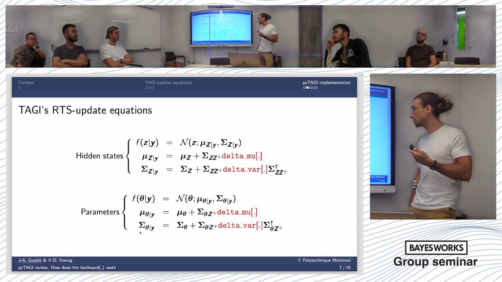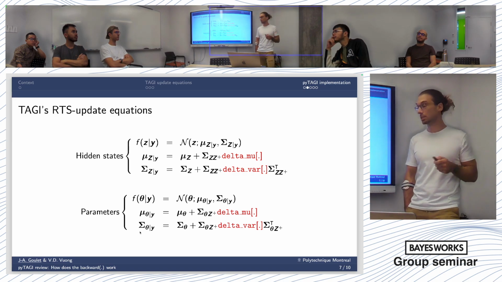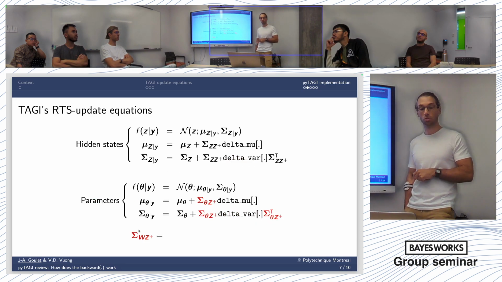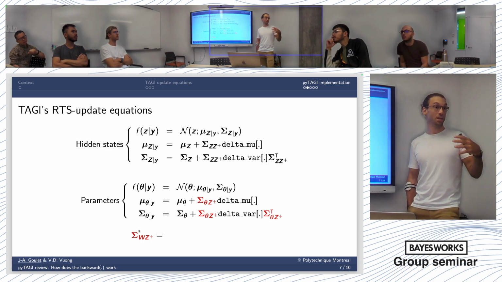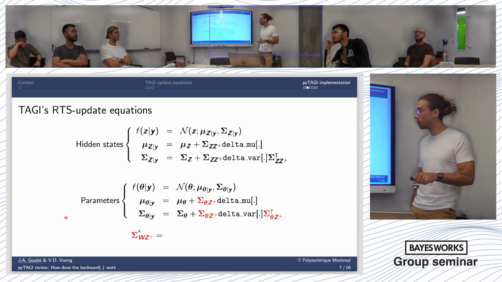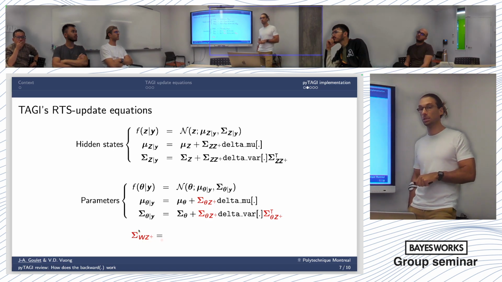Okay, so let's look at how would we do this? How would we compute delta sigma theta z for updating the parameters? So in that case, let's assume that the parameter theta we want to update is a weight. Okay, how would I find what is my covariance between a weight and my subsequent layer z plus?